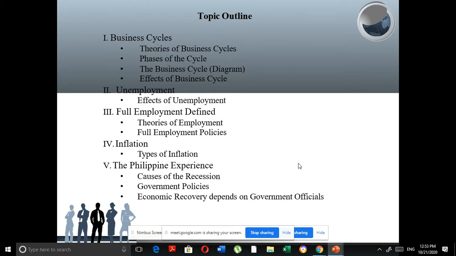If we talk about business cycles, unemployment, and inflation, here is the topic outline. We will talk first about theories of business cycles, phases of the cycle, and the business cycle diagram.